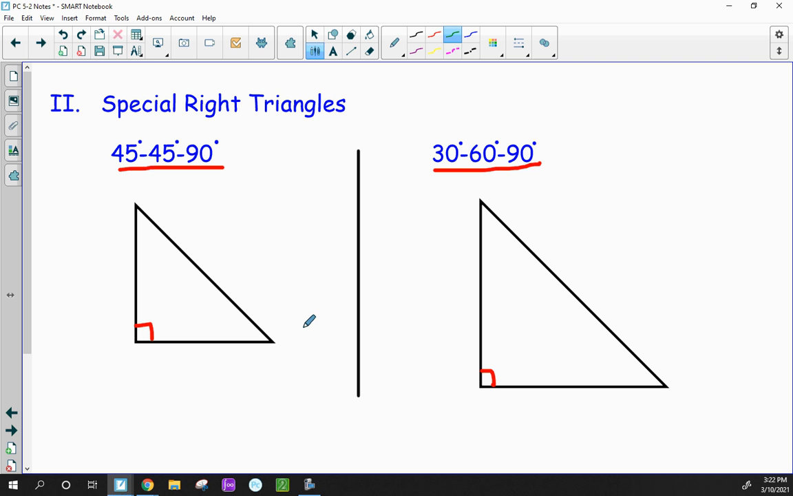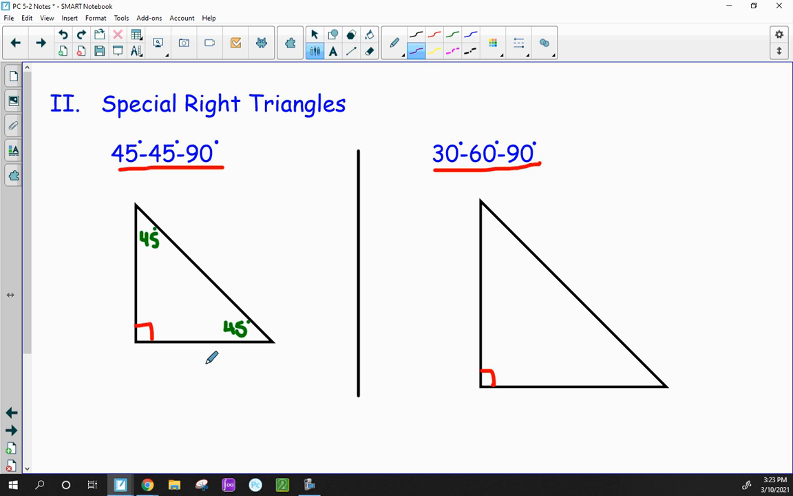Alright, the second big topic is something you also did in geometry, special right triangles. If it's a 45, 45, 90 triangle, in other words, the two angles that are acute are congruent, then there's a special pattern to the sides, and this is something that you'll have to memorize.